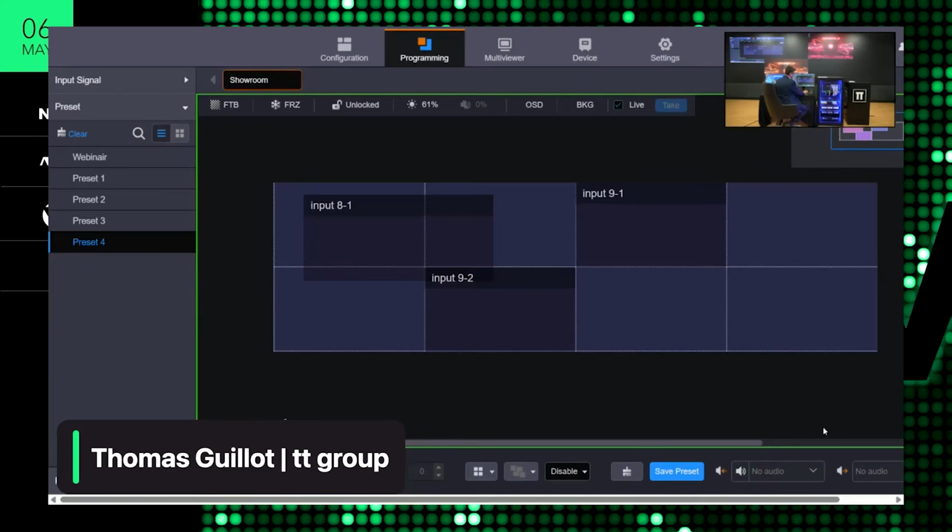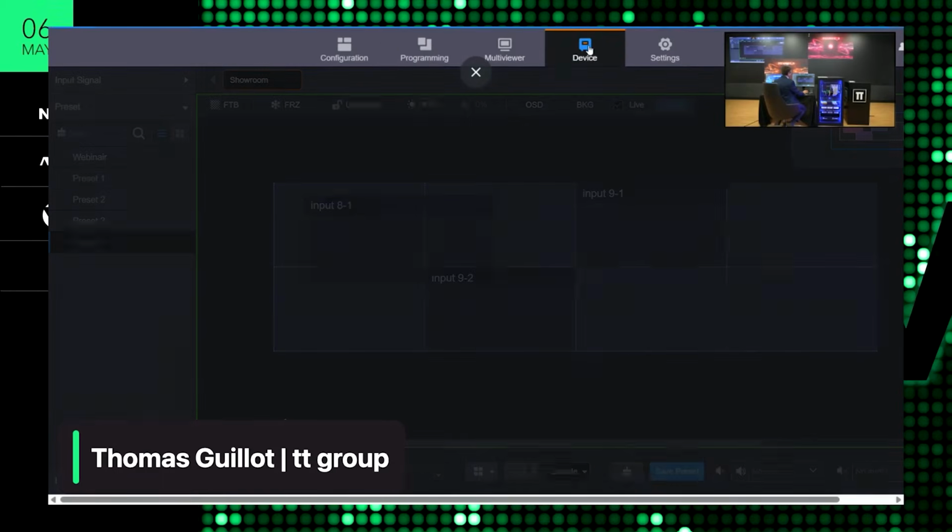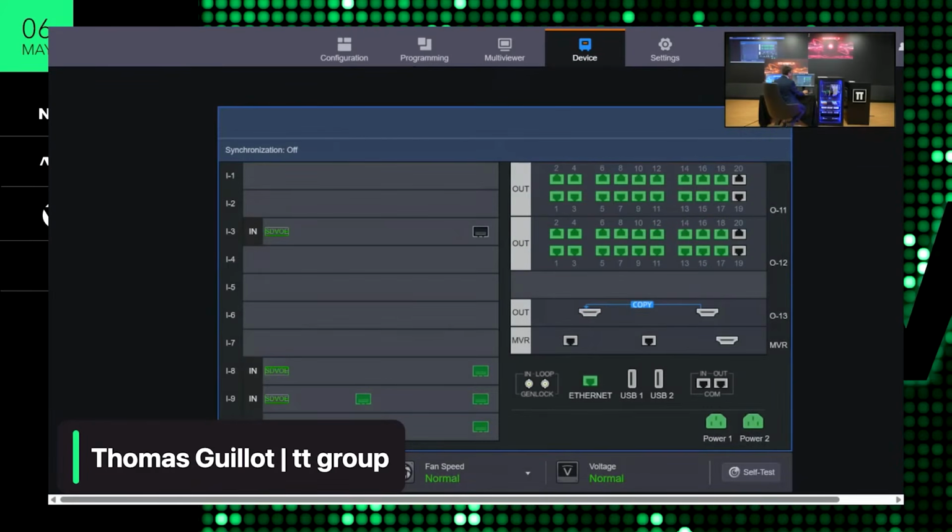Furthermore, you can also control the audio. Here I don't have the audio card, but you can have an audio output card, and you can select the audio of which source input you want to listen to. What else? Here you can monitor your cards. When they are green, you have a signal and all is working fine. When it's gray, there is no signal, so this card is not connected. I've got a few connectors on my output cards that are not connected.